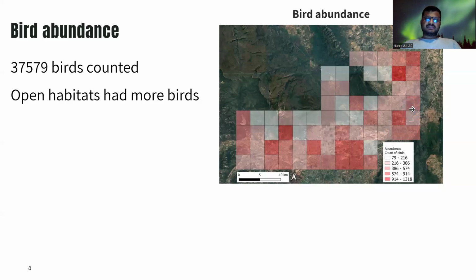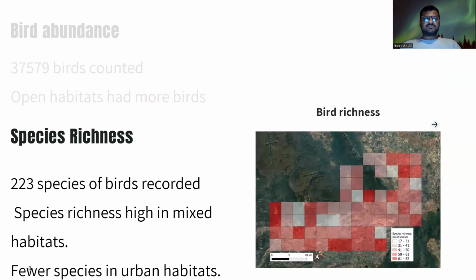Coming to the results, in terms of bird abundance, we found a greater number of birds in open habitats. For species richness, we recorded 223 species, with mixed habitats, like urban, rural, wetland, and mixed forest regions, showing more diversity of species, whereas diversity was lower in urban and deep forest regions.